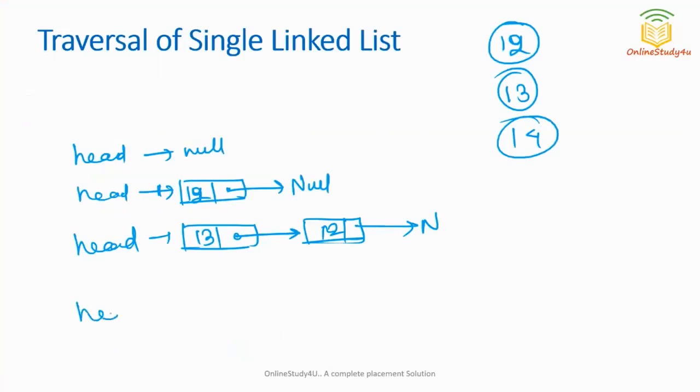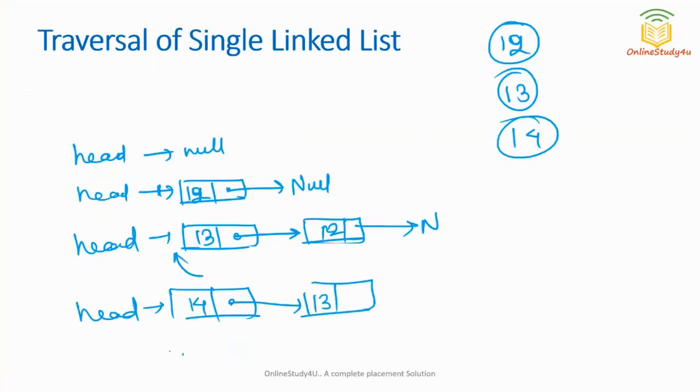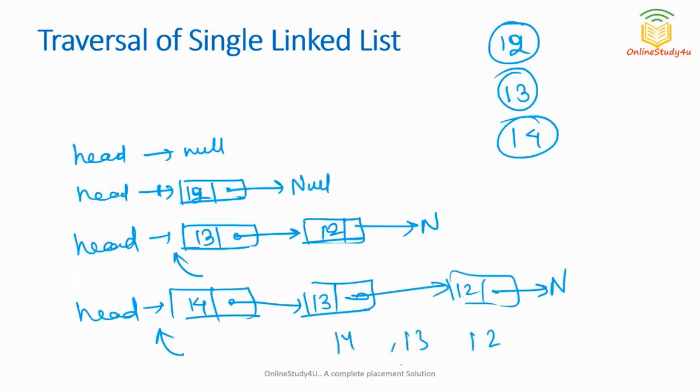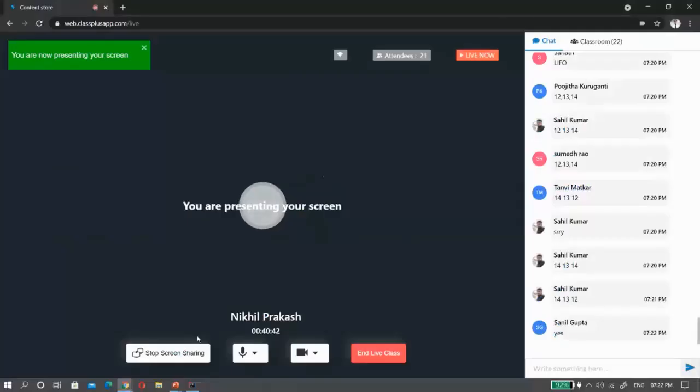So this is again pointing at the front, that is at the head. So this is changed to 14. This is changed to 13. Not changed, you can see it is inserted at this point. This is changed to 12, and this is nothing but null. Now we are iterating from head, so it is printing 14, 13 and 12 respectively. Making sense? So those who are telling 14, 13 and 12 are very much correct.